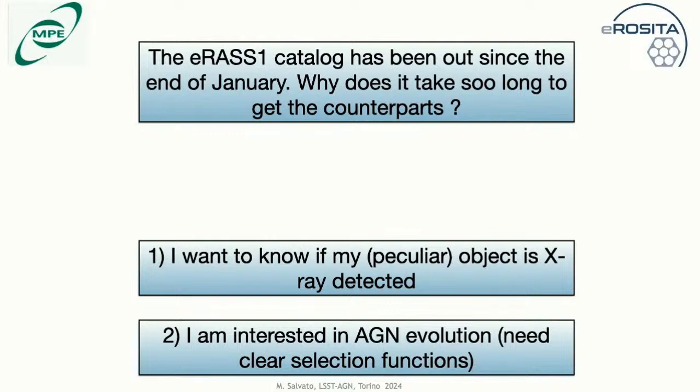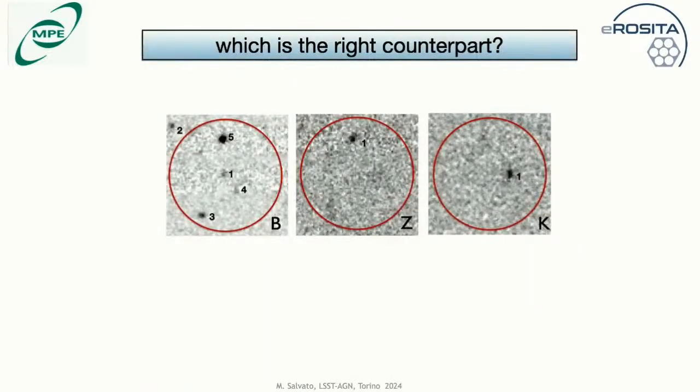And for those, you need to have a perfect control of the selection function and purity and completeness. We're also preparing that in the catalog that is going to be released probably in September, when we have the eROSITA first international conference, and we are going to release this catalog. So I just want to give you an idea of how the work is done.